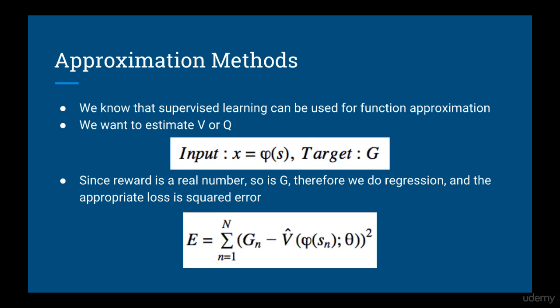We know that supervised learning can be used for function approximation. Specifically, we are interested in approximating V or Q. We can do this by converting each state S into a feature vector and then treating the return as the target. Since the rewards and hence the return are real-valued numbers, we are doing regression, and as you know, the appropriate loss function for regression is squared error. In this equation, theta refers to the parameters of our prediction model. If you've taken deep learning, this sort of thing should look very familiar to you.